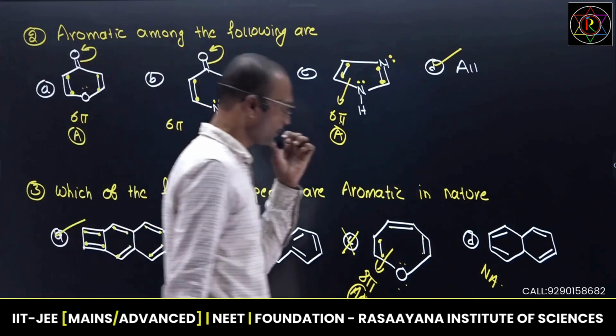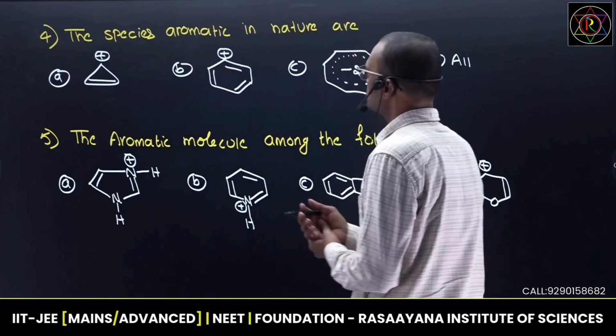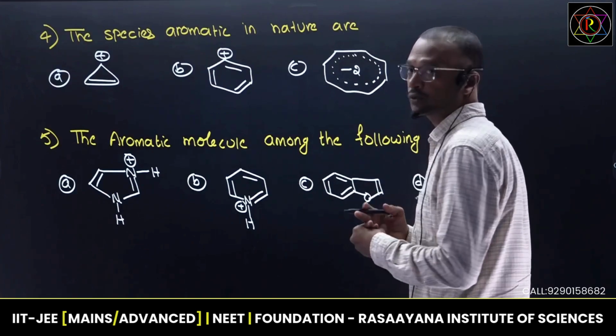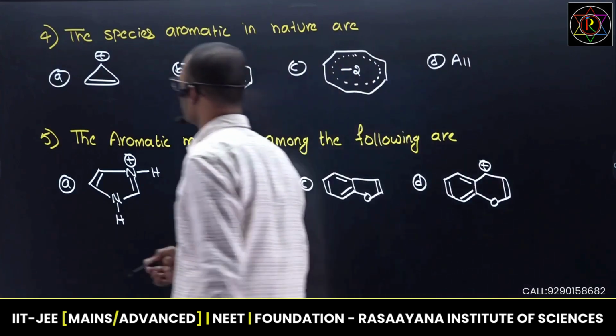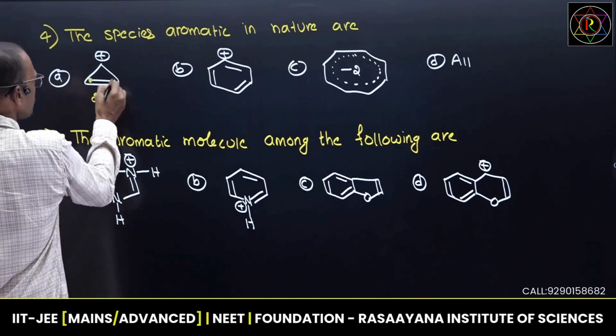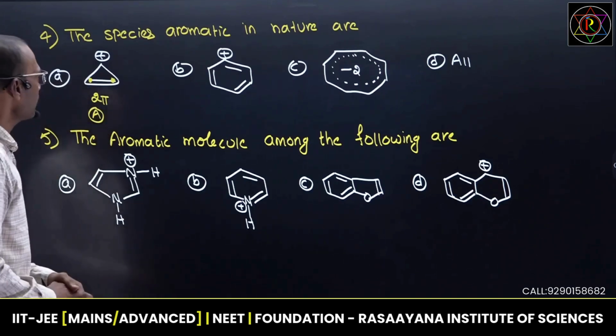Next. The species aromatic in nature are. So which among the following is aromatic in nature? Fourth question. C. This is called the cyclopropenyl cation. 2 pi electrons are delocalizing. All are sp2. So I can say it belongs to aromatic due to the 4n plus 2 pi electron rule.